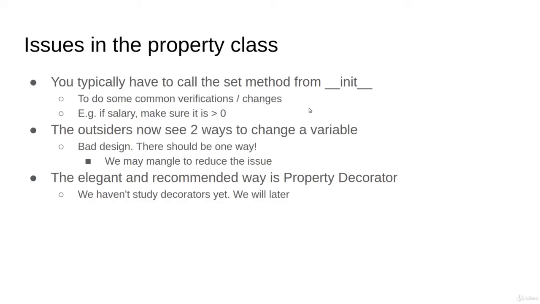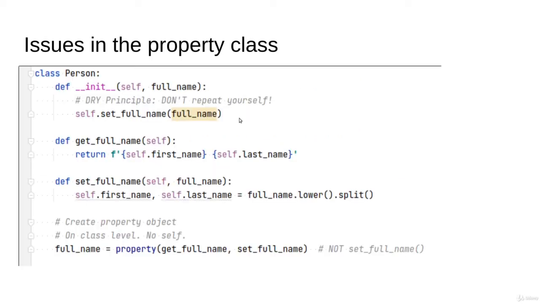The first issue is in the init method: you typically have to call the set method of the object yourself. The reason is that you typically have some verification in the set and you don't want to duplicate it. So you end up having to make a call from here to this function.